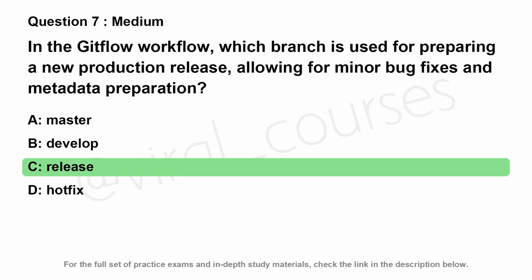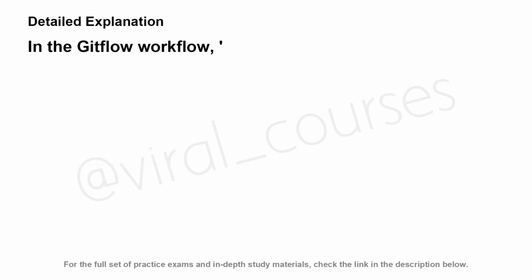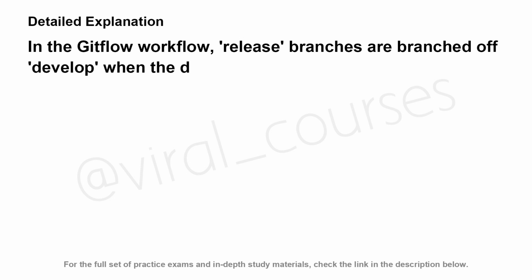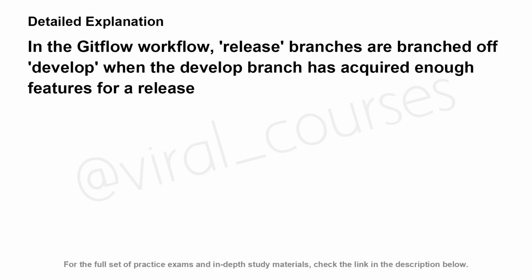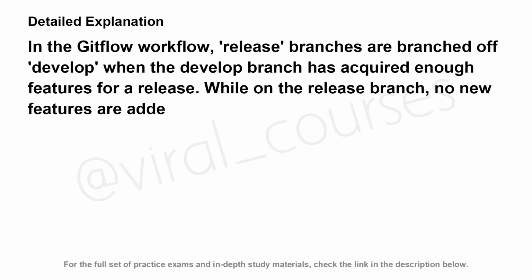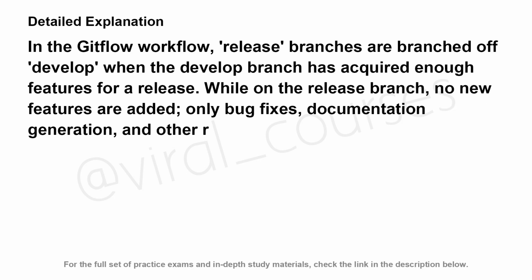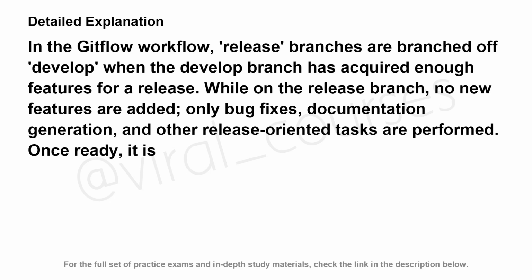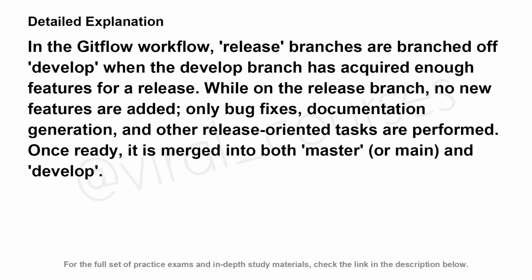The correct answer is C. In the Git flow workflow, release branches are branched off develop when the develop branch has acquired enough features for a release. While on the release branch, no new features are added. Only bug fixes, documentation generation, and other release-oriented tasks are performed. Once ready, it is merged into both master or main and develop.